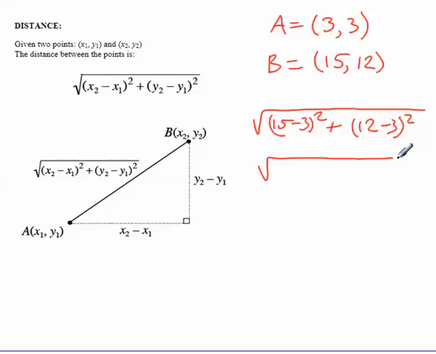So let's simplify that. We've got 15 minus 3 is 12, and that squared is 144. Let's add that to 12 minus 3, which is 9, and square that, and that's 81. Put those two together and we've got 225, and the square root there is 15. So that's the length of that line. Okay, that's it. Bye.